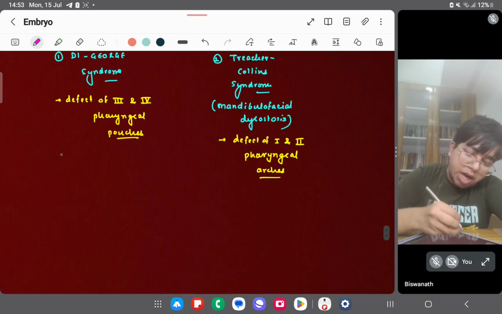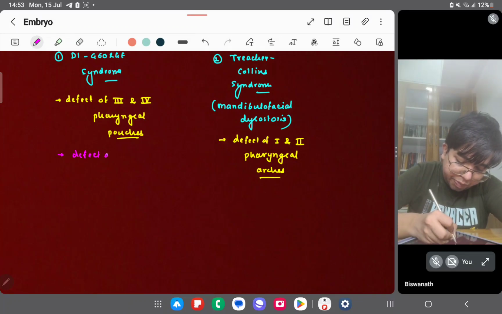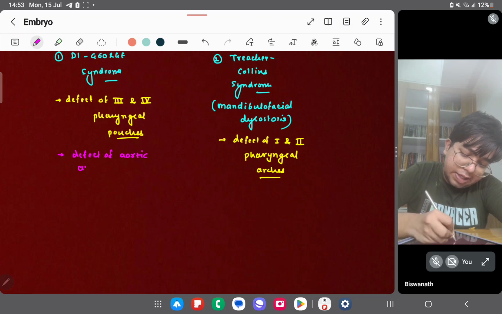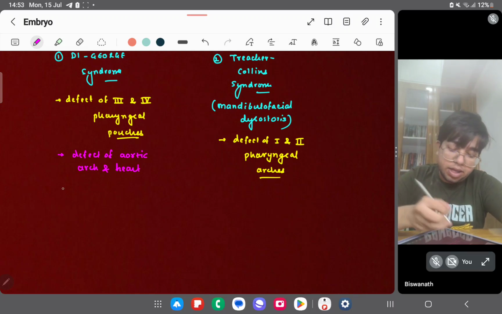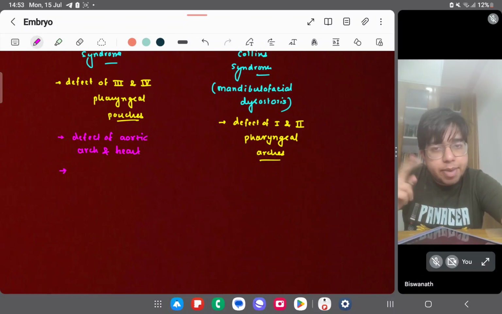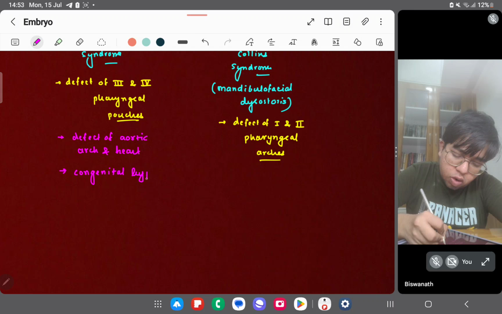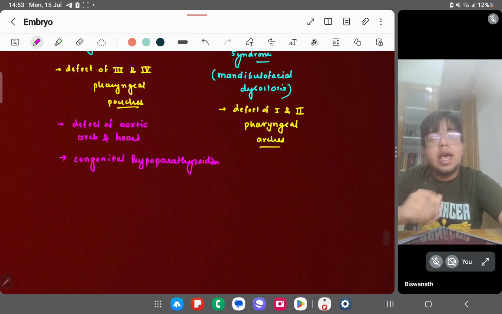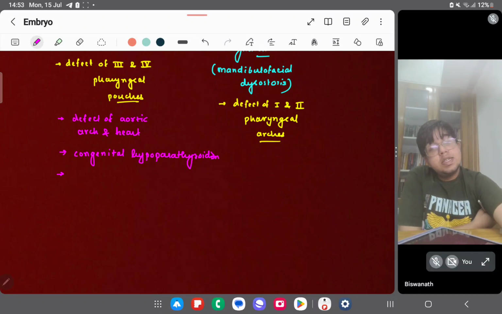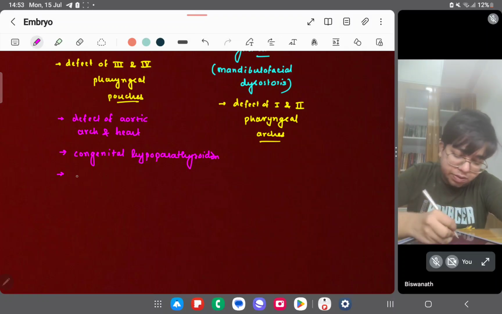So basically, we have some cardiological abnormalities, like defects of the aortic arch and heart. Some heart abnormalities will be there. And another thing is that your parathyroid glands, remember, were formed by the third and fourth pouches, the inferior and superior parathyroid glands, right? So we'll have congenital hypoparathyroidism. And due to this, your thymus will also not be formed, so we'll have defective T cell function.